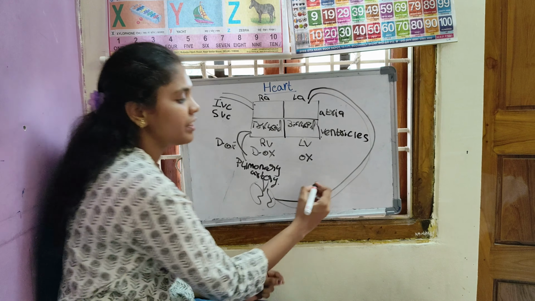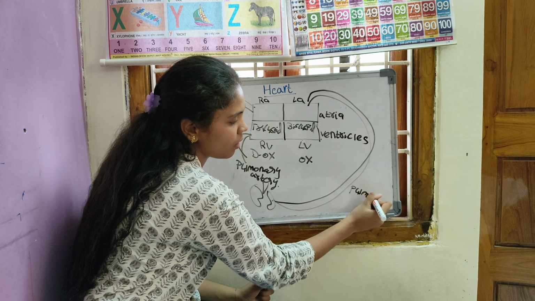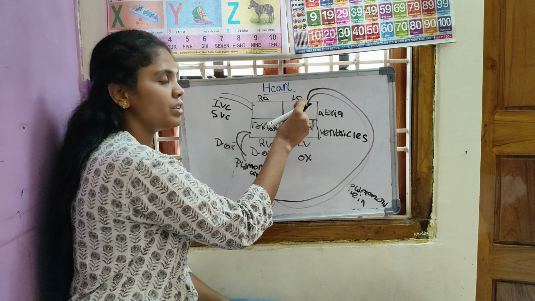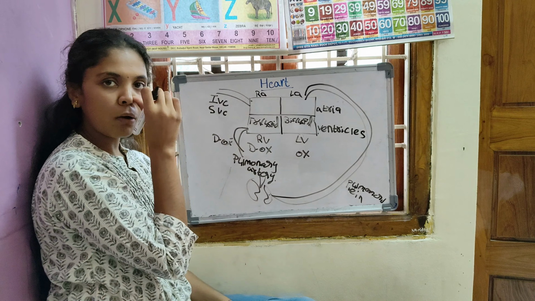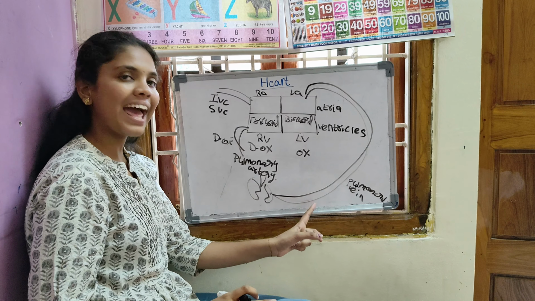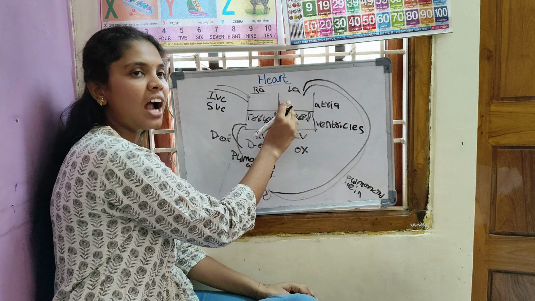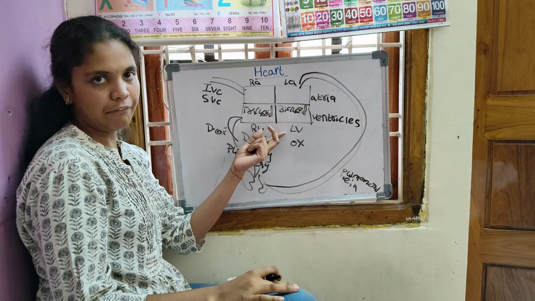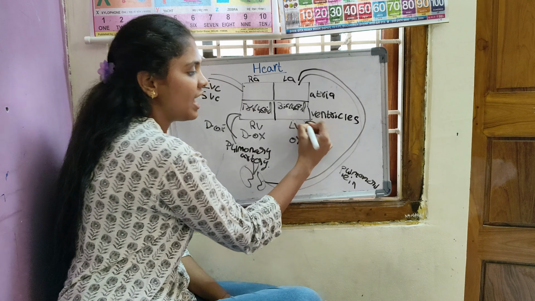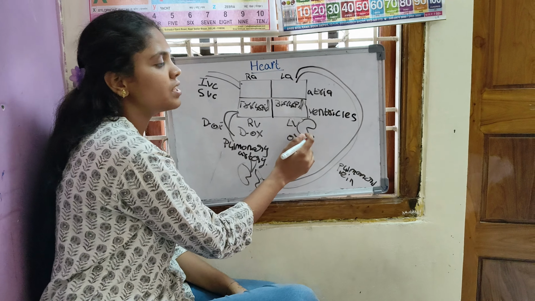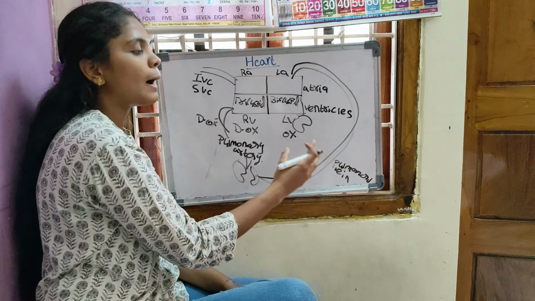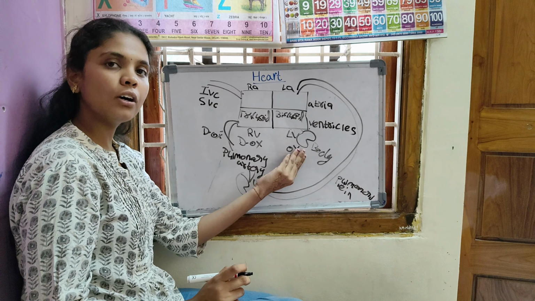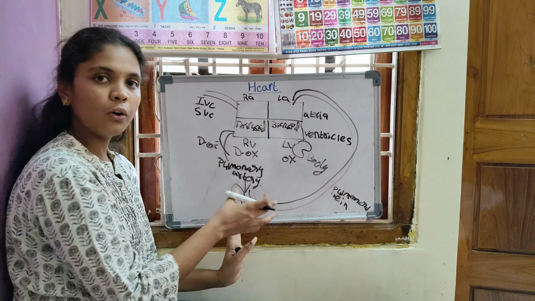So from the lungs, with the help of the pulmonary vein, the oxygenated blood reaches the left atrium. This is the exception, where veins always carry deoxygenated blood, but here it carries oxygenated blood. And from the left atrium, with the guidance of the bicuspid valve, the oxygenated blood enters the left ventricle. From here the oxygenated blood enters the aorta, and with the help of the aorta, this oxygenated blood is circulated throughout your body. This is how the circulation takes place.